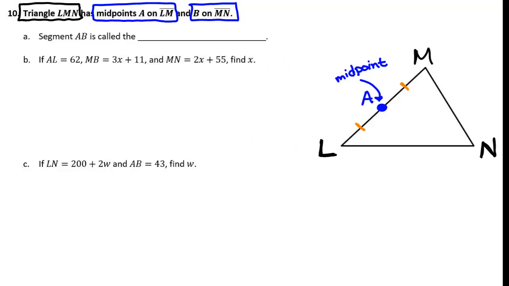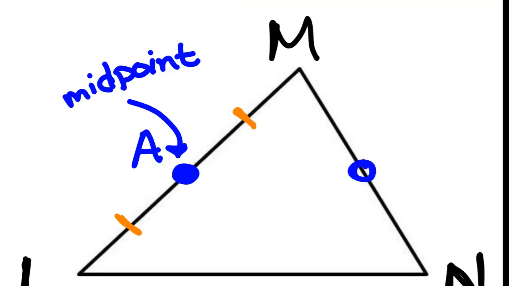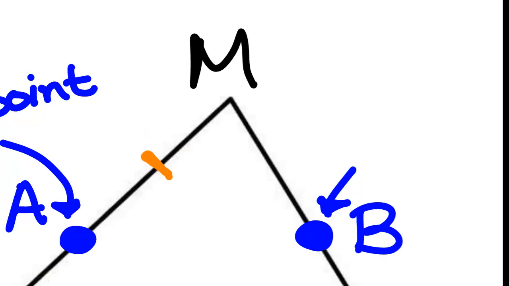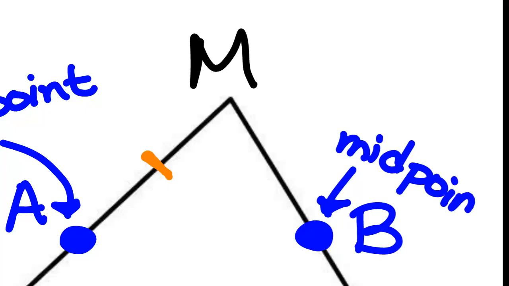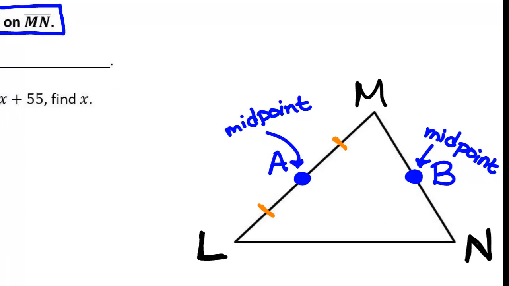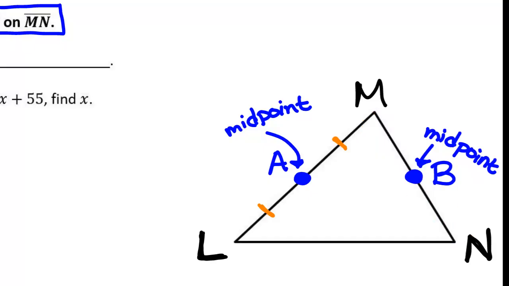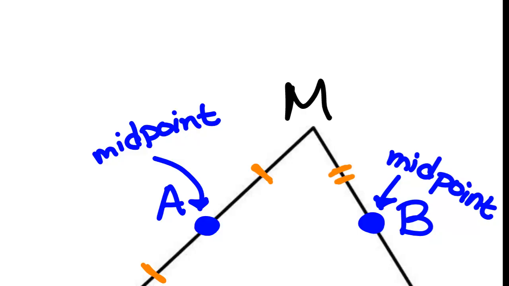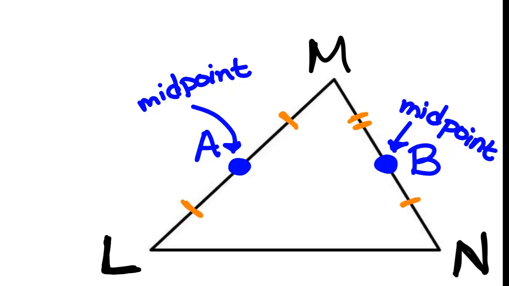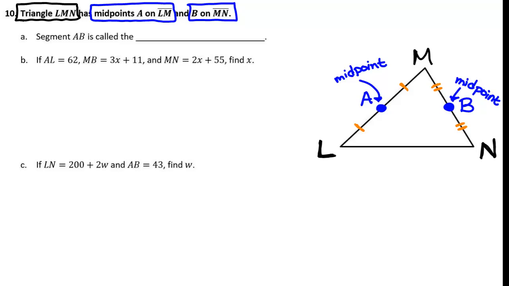On side MN, we have a point B that is a midpoint. So over here on side MN, I'm going to draw another point. We're going to label it B. It is also a midpoint. So what would that mean about MB and BN? They are congruent because B is a midpoint. It's chopping that side in half.